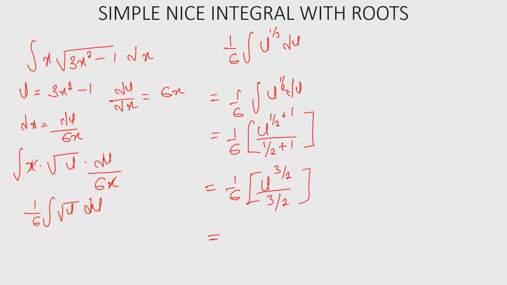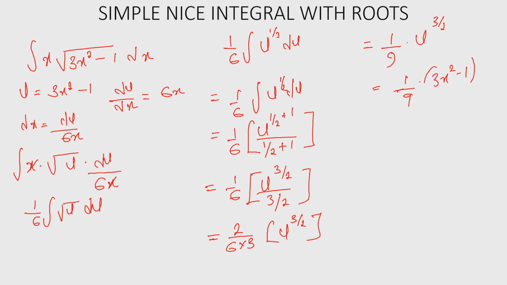So this gives you 2 over 6 multiplied by 3, then u raised to the power of 3 over 2. We are going to have 1 over 9. Then what's your u? Your u will be equal to, don't forget, 3x squared minus 1, raised to the power of 3 over 2, plus c. So that is the answer.